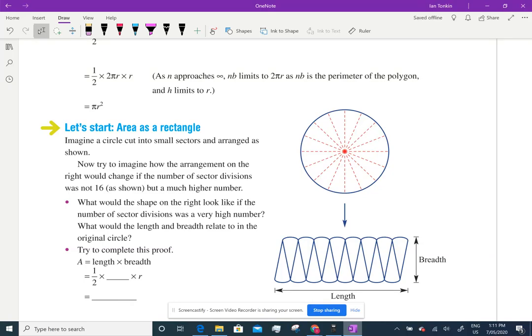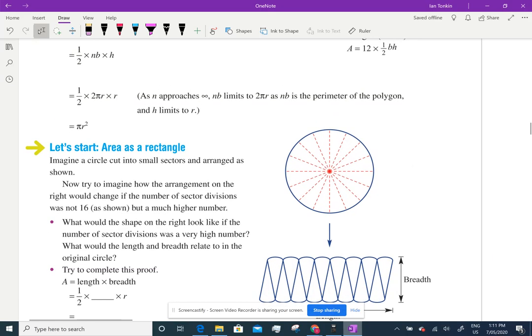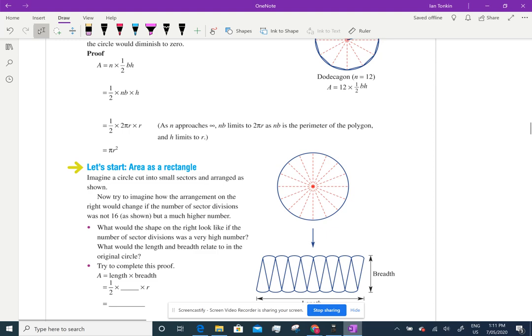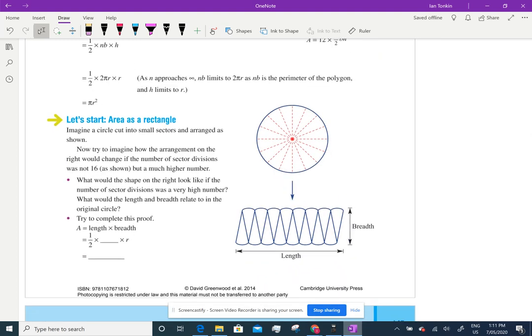Okay, you're right. This is the next video on finding the area of a circle. So you already know what the formula is for the area of a circle, particularly if you've listened to the circle song. Pi r squared sounds like area to me. But how did that come about?